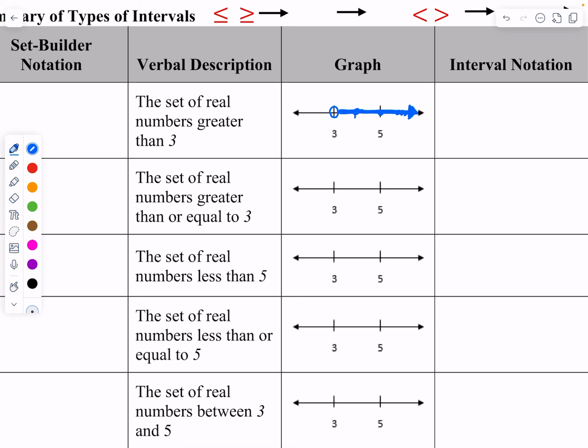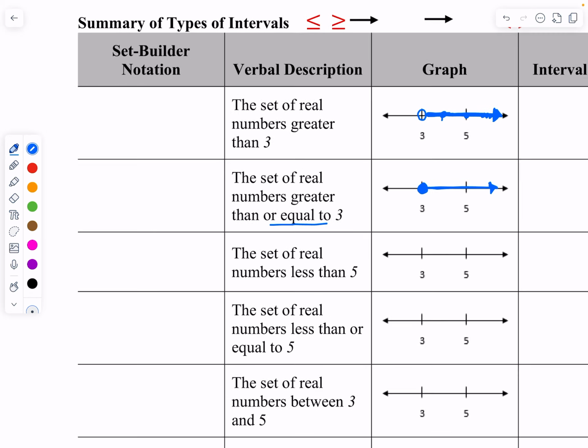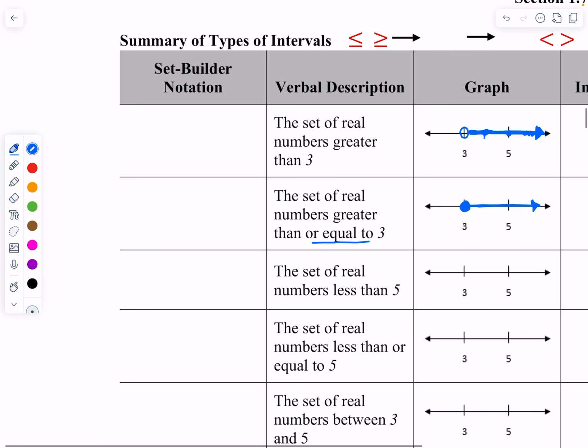Okay, so the set of real numbers that's greater than or equal to 3. Notice the difference between the first one and the second one. The only difference is or equal to 3. So it's going to look exactly like what we had in the first one, but on 3, I'm going to fill that in because it is equal to. Now let's write these two in set builder notation.